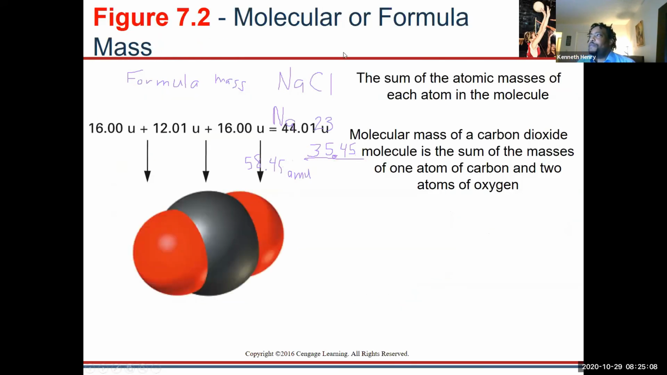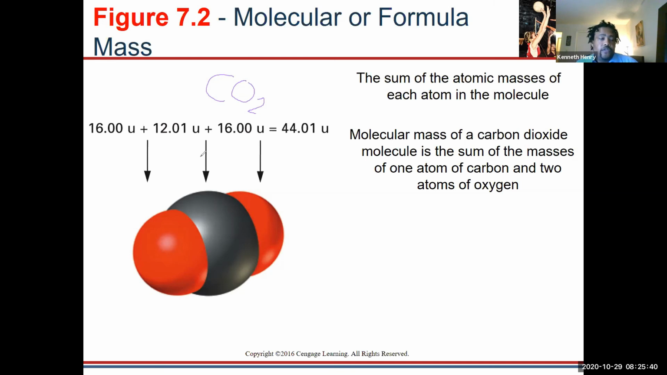Okay, so we talk about molar mass, molecular mass. We're talking about covalently bonded compounds. So they're sharing bonds, and in that case these atoms are physically attached to each other. They're holding on to each other, because they're sharing that bond. In this case, this is carbon dioxide. The two red are oxygens, the black in the middle is carbon.